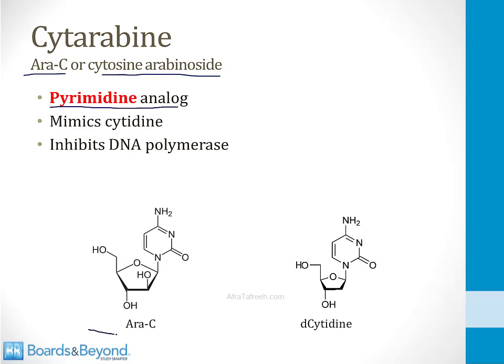This is its structure at the bottom left side of the screen, and you can see that it has a very similar chemical structure to deoxycytidine. The difference is that there is a hydroxyl group in this spot in an abnormal position. For this reason, it will mimic the nucleotide cytidine, and when it is incorporated into DNA by DNA polymerase, it will no longer be able to do its job. So therefore, it inhibits DNA polymerase by mimicking the structure of the pyrimidine cytidine.